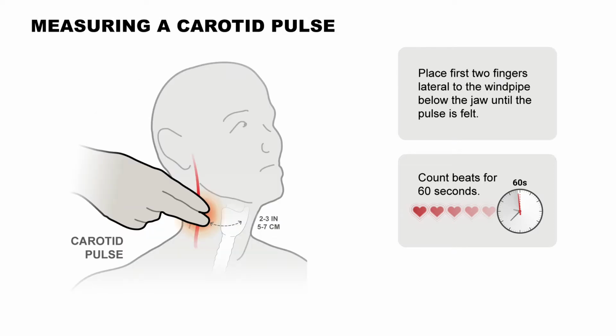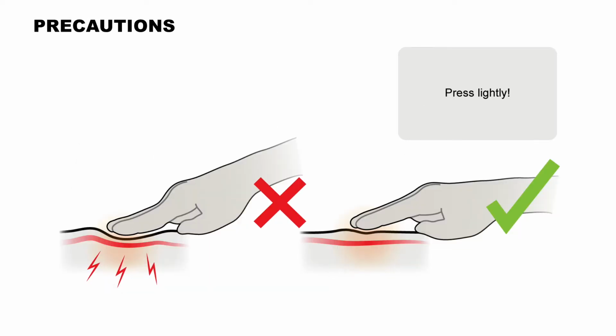To measure the carotid pulse, stand behind the patient and place the first two fingers below the jaw and lateral to the windpipe until the pulse is felt. Count for 60 seconds. Be careful to not press too hard, especially when taking the carotid pulse, to not occlude blood flow.